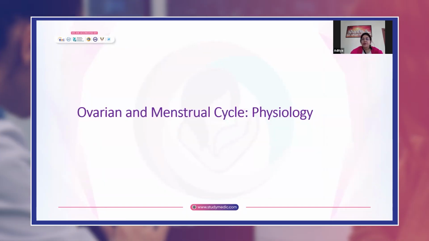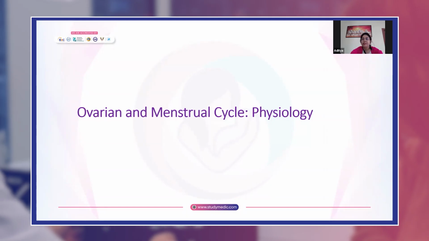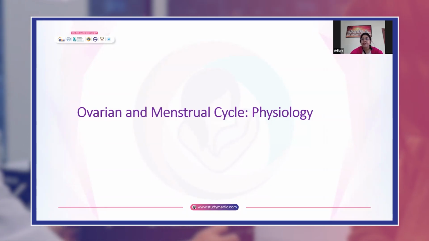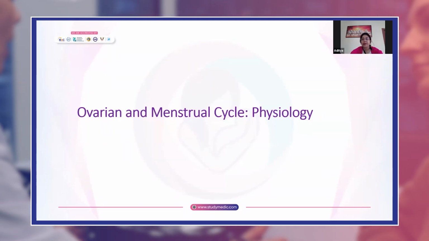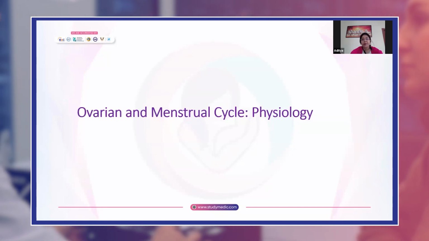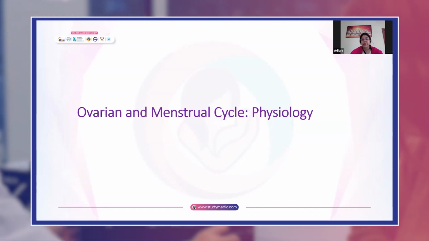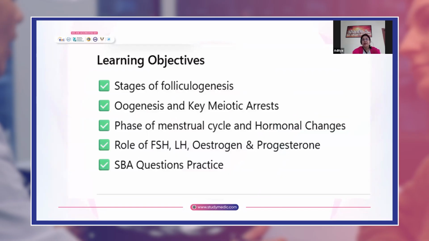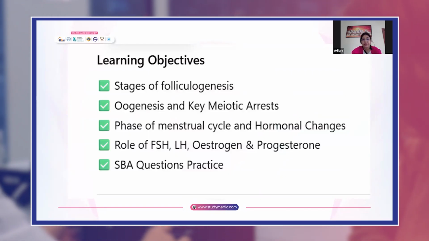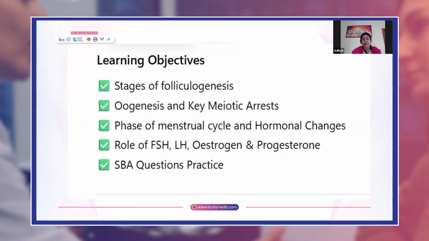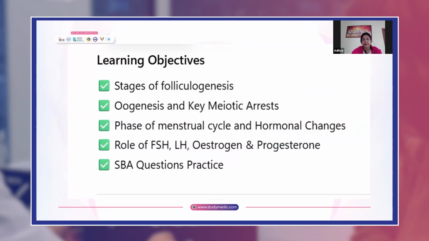Both the ovarian and the menstrual cycle changes occur simultaneously. And this is the foundation of the topics of infertility, contraception, and endocrine disorders. If you understand this topic thoroughly, you will be able to solve any clinical scenario related to it. So, our learning objectives today are stages of folliculogenesis, oogenesis, phases of the menstrual cycle, and hormonal changes, and SBA question practice at the end.